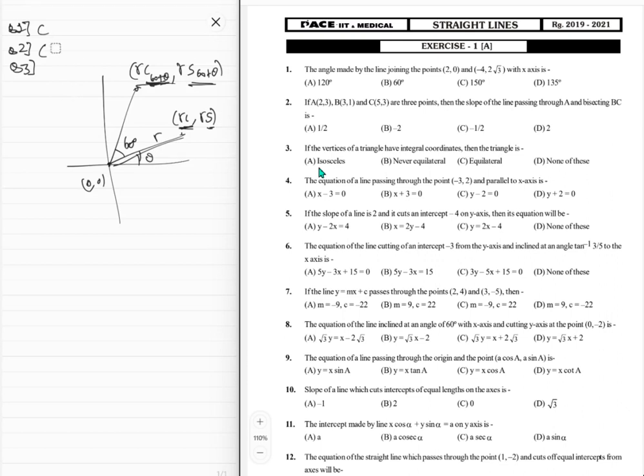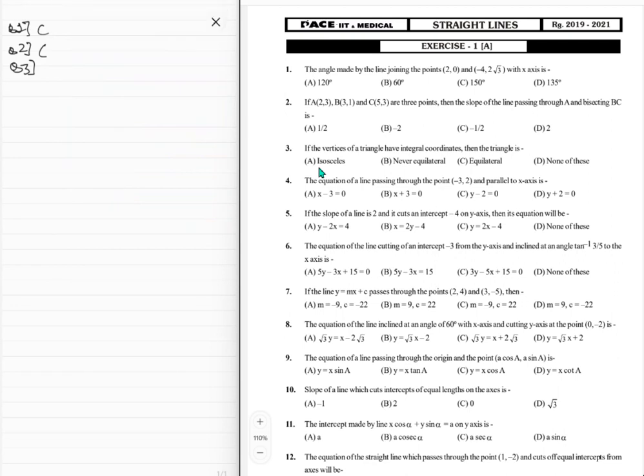Okay, so question number 3 is an interesting question. I will save it for later because I think this involves some higher maths. Fourth. The equation of a line passing through the point -3, 2 and parallel to the x-axis. So passing through some particular point and parallel to the x-axis. That's not a big deal. So yeah, it's y equal to 2. That's C. Question number 5.